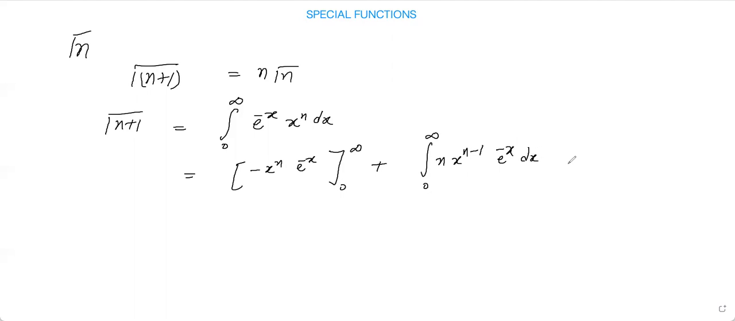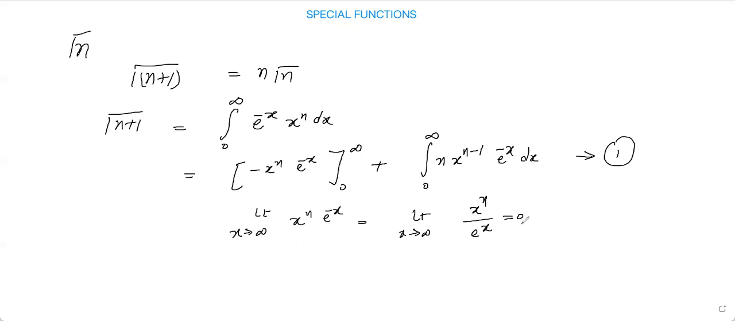Let us take this as equation 1. Now the limit as x tends to infinity of x to the power of n e to the power of minus x, that is the limit of x to the power of n by e to the power of x, is equal to 0, by successive use of L'Hopital's rule.